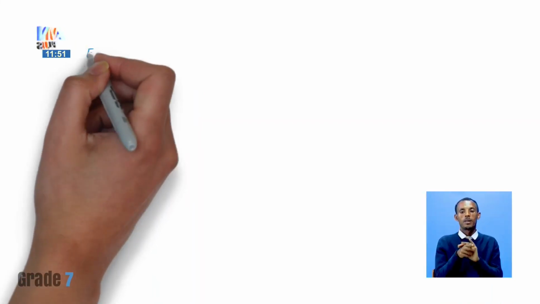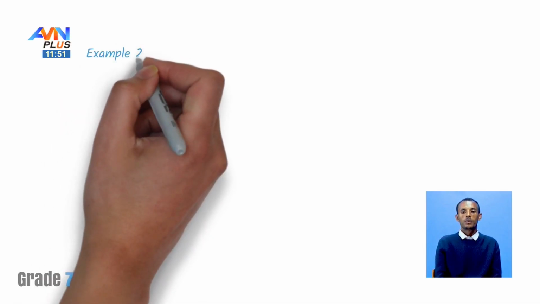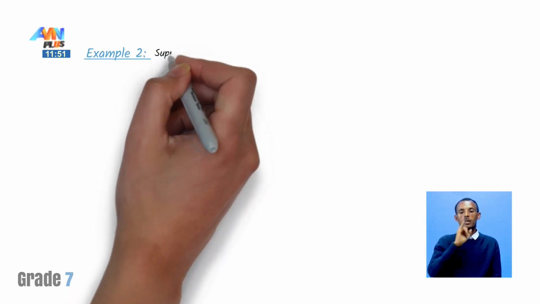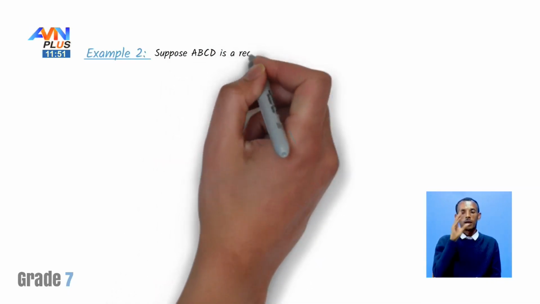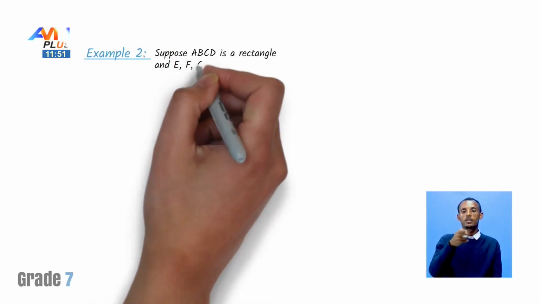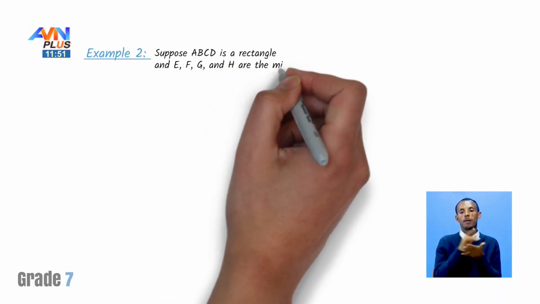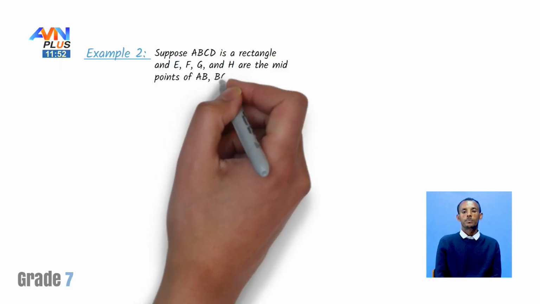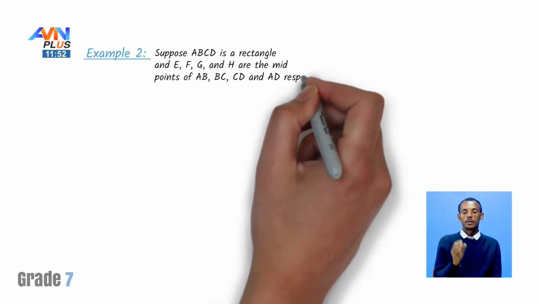Example 2. Suppose ABCD is a rectangle, and E, F, G, and H are the midpoints of AB, BC, CD, and AD respectively.